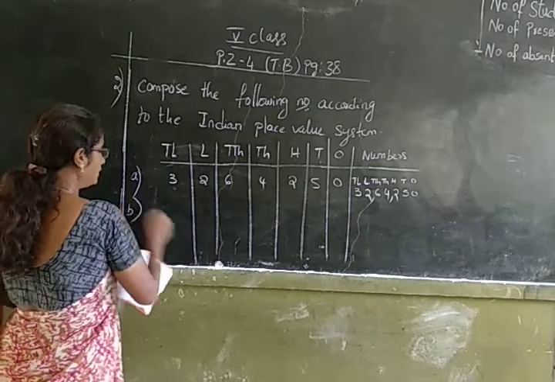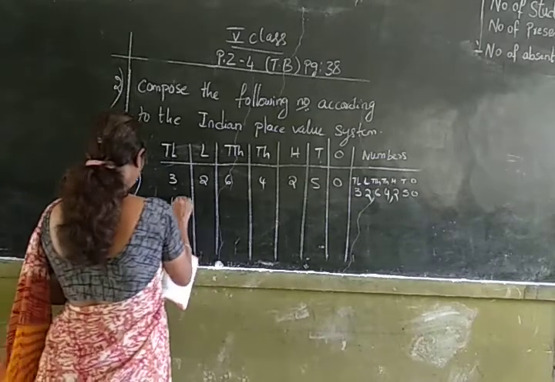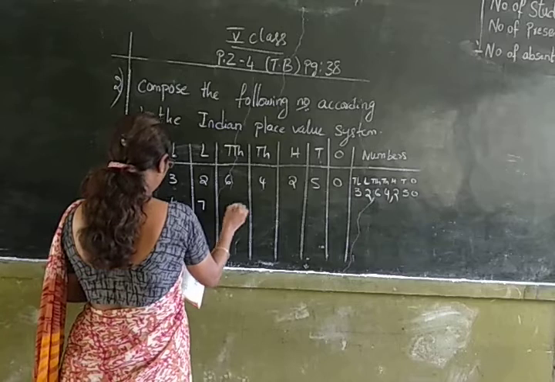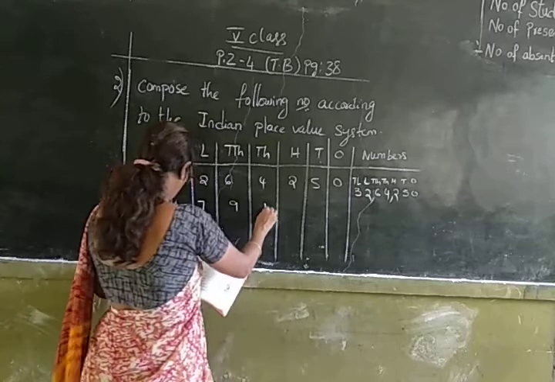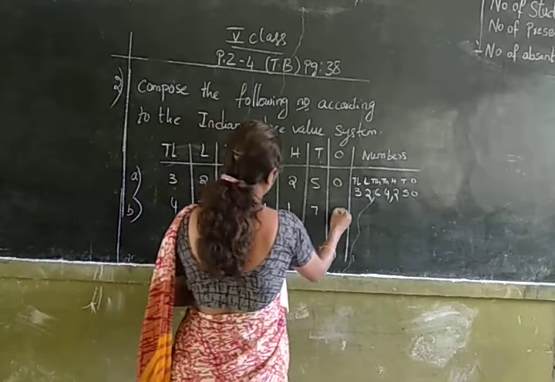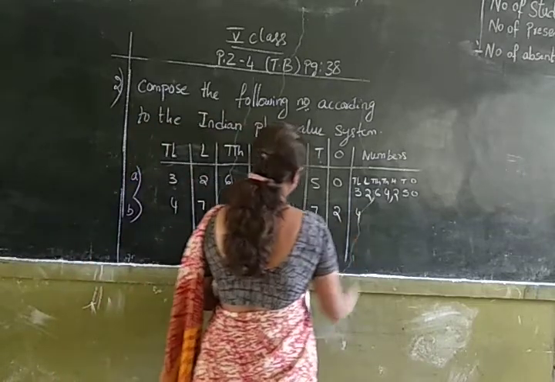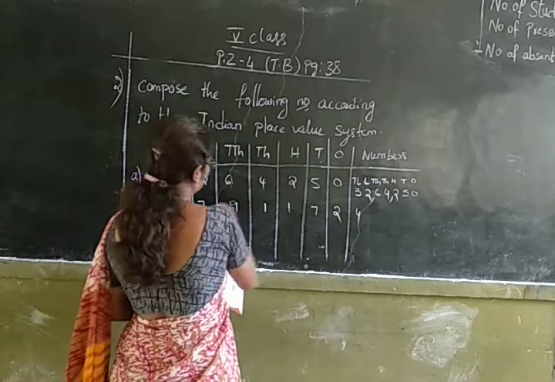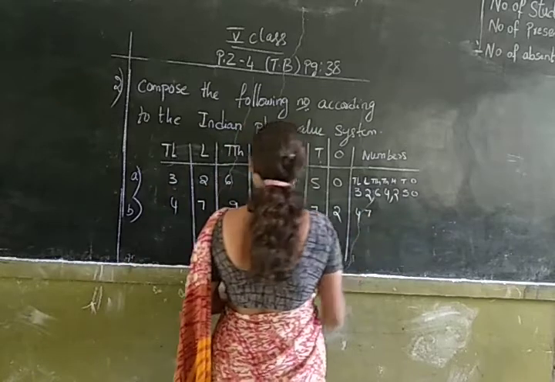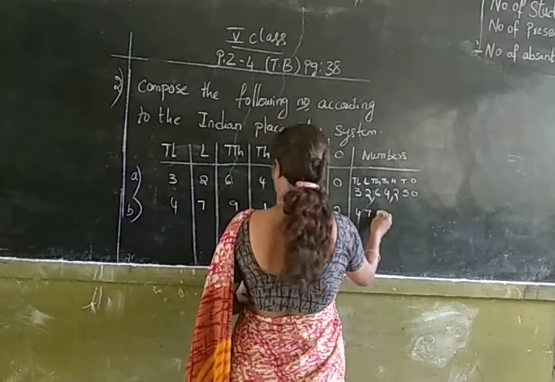Next let us do the resum. 4, 7, 9, 1, 1, 7, 2. So 4 is in 10 lakhs place, so let us write down 4 in 10 lakhs place. 7 is in lakhs place, so I am writing under lakhs.